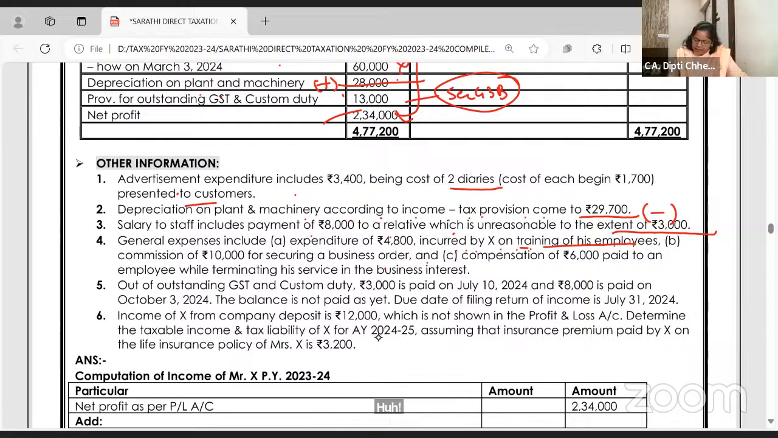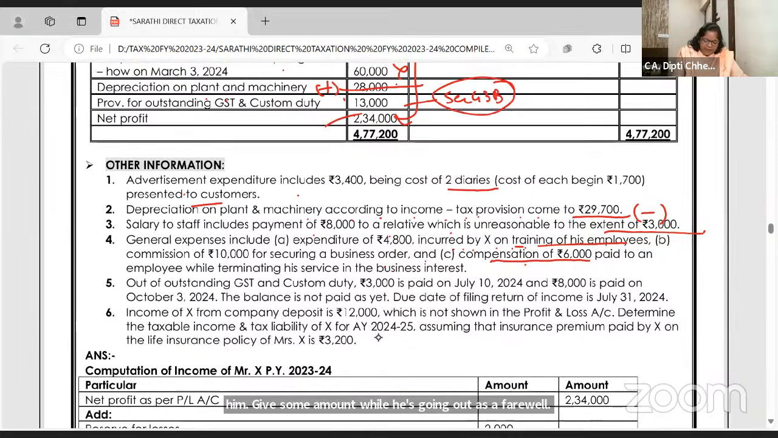Nothing is given that it is exactly a VRS or what. Because if it is VRS, it will be allowed 1/5. No, nothing is given. Just compensation we have paid. So, if the employee is leaving, we can compensate him, give some amount while he is going out as a farewell. Allow.